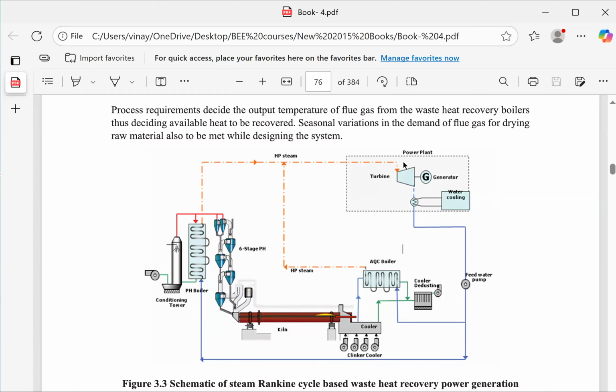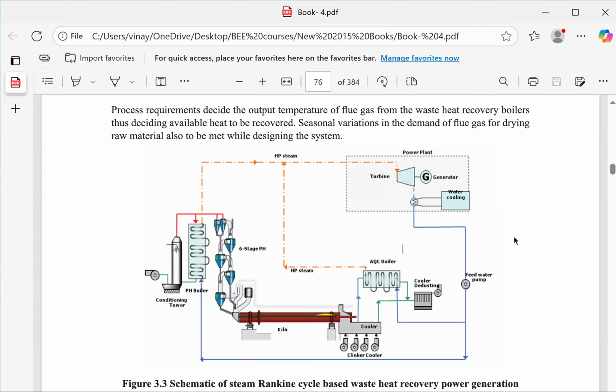The steam is allowed to enter the inlet of the turbine. It is expanded and exhausted into the condenser. The condenser converts the steam into water. The water goes through the feed pump and is supplied to both the boilers, this boiler and this boiler. It's as simple as that block diagram.